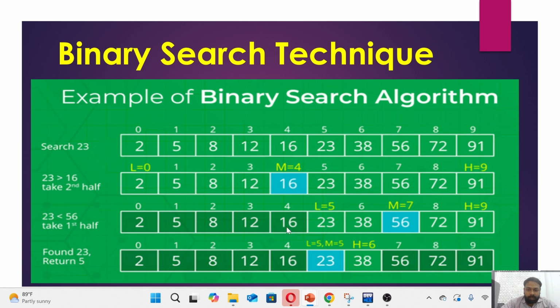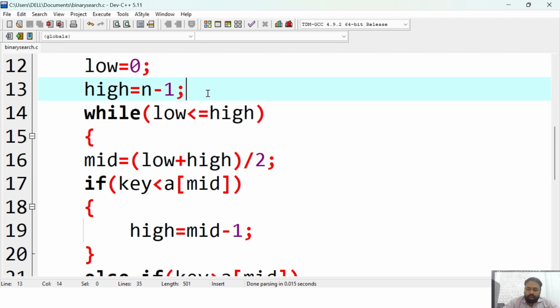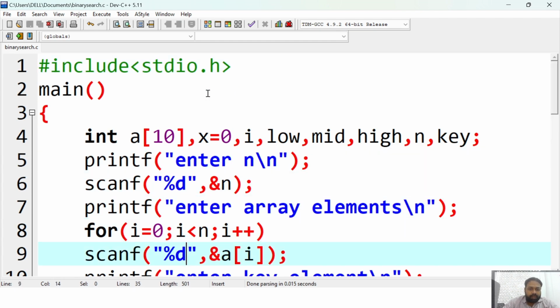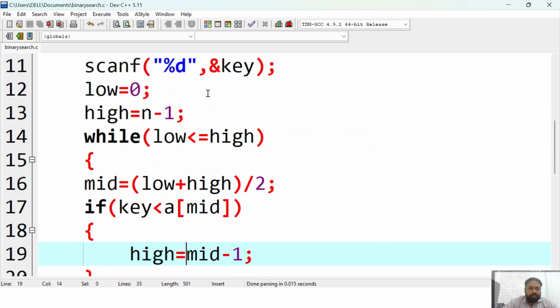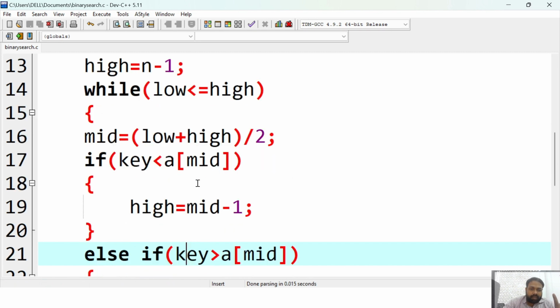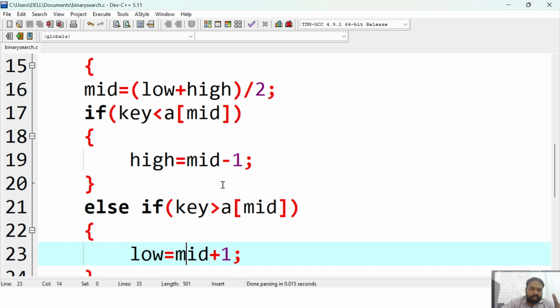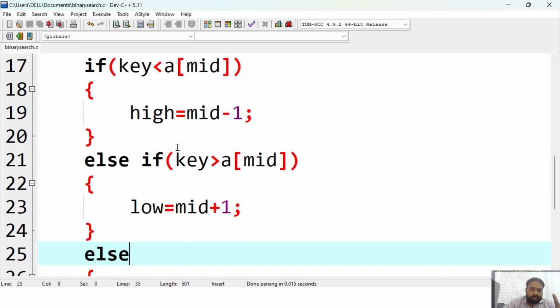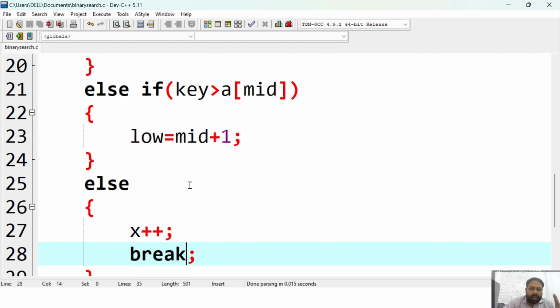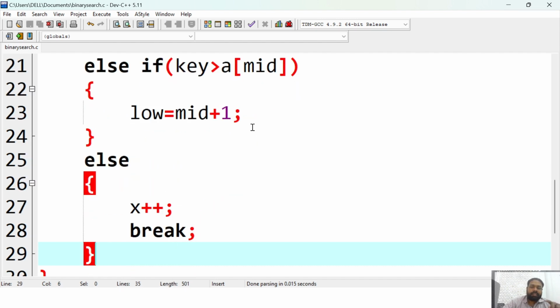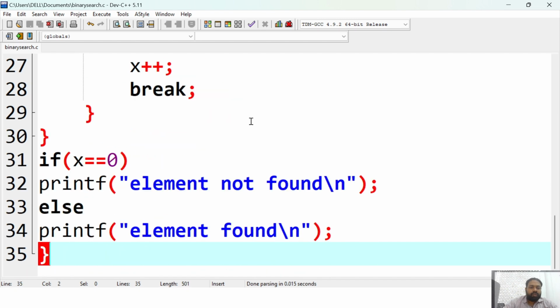I'm coming back to the coding part. I'm showing you how I have written the binary search technique. The n value is read, n number of elements are read, then the key element. Very first, I set low and high: first index is the low, last index is the high. Then I find the mid index and check whether the required element is in the first half or second half. If it is in the first half, this is the formula to be applied. If in the second half, this is the formula to be applied. Otherwise you find the element. The search is to be done repeatedly. I have taken one flag, the x variable. If it is incremented, the element is there; otherwise the element is not there.